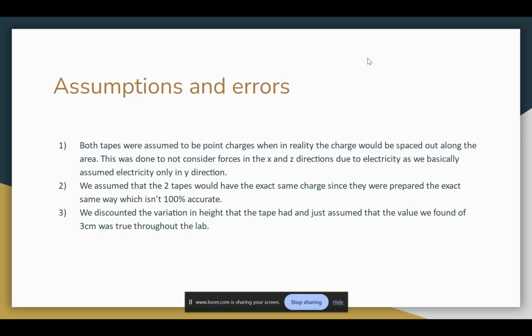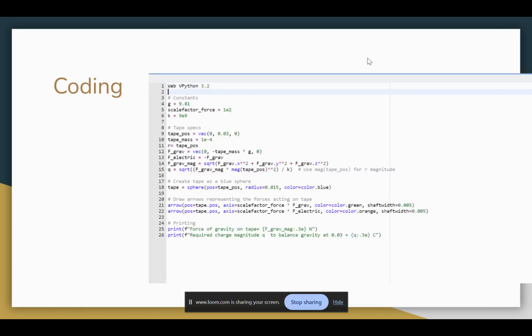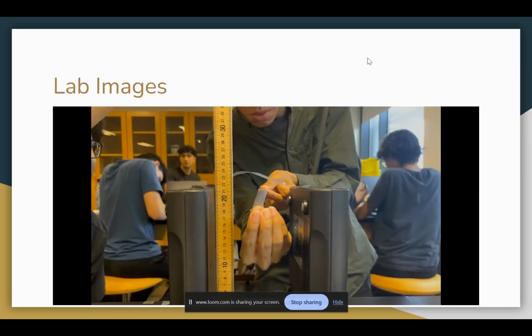And then we assumed that the two tapes would have the exact same charge since they're prepared the same way, but using force to rip them apart is not the most accurate, so there could be some differences in charge. And we discounted variation in height from the tape and assumed that 3 centimeters, which was the average, could be assumed to be true throughout.